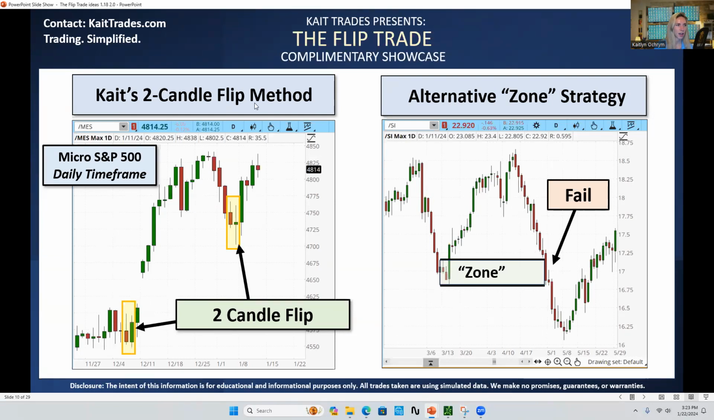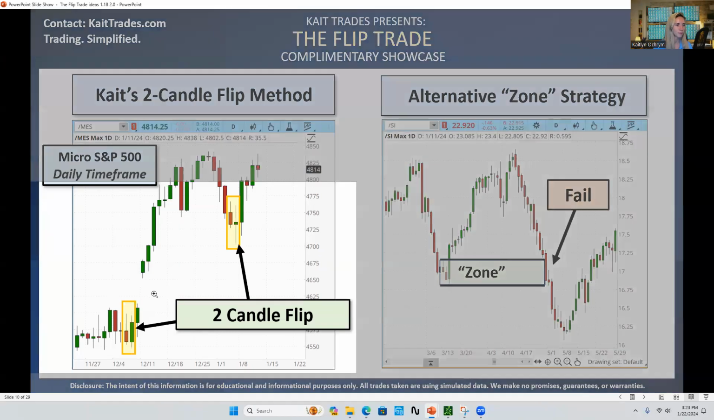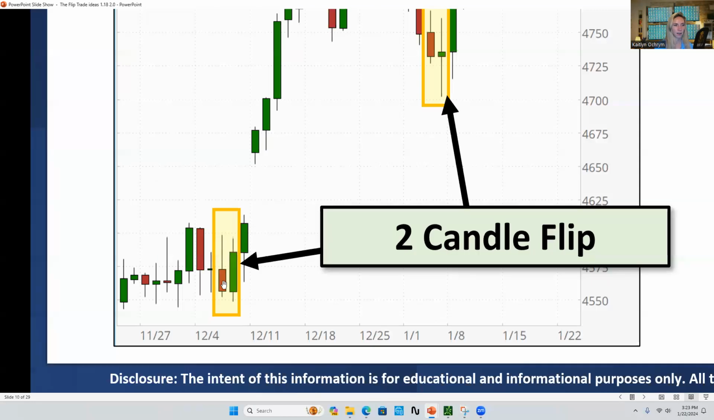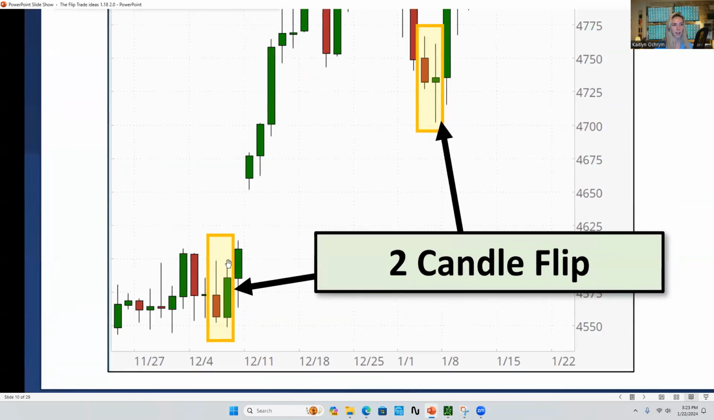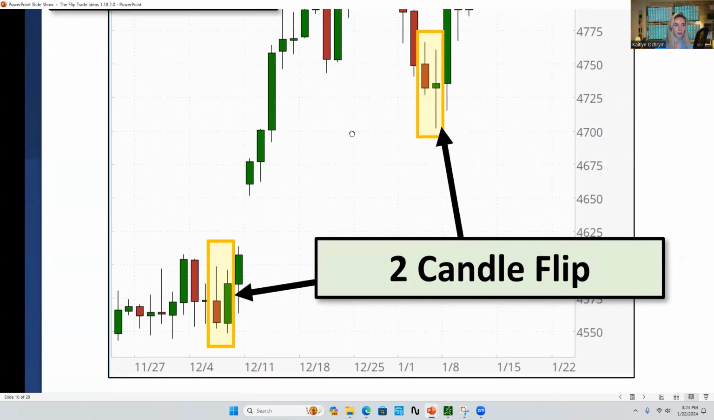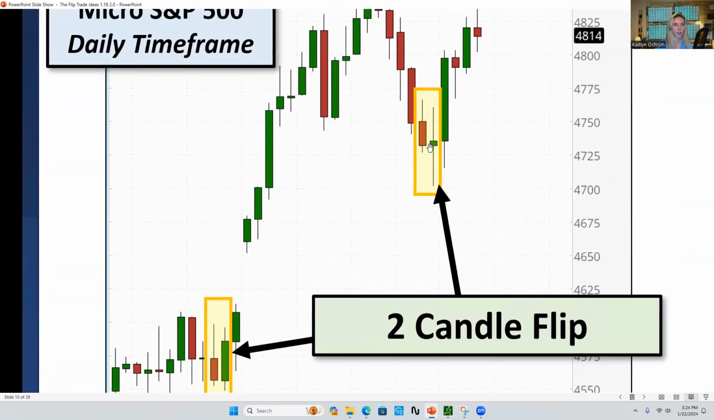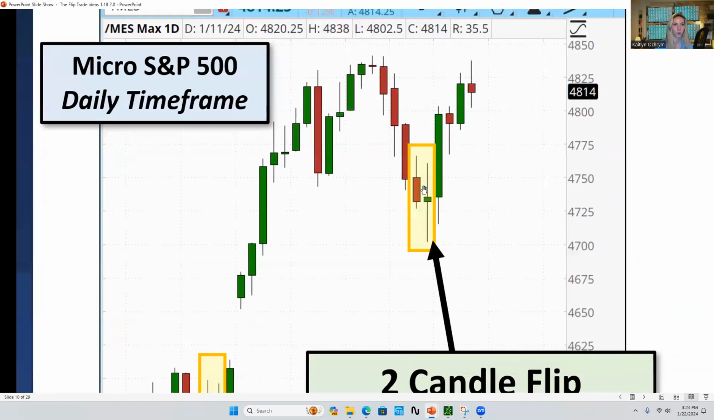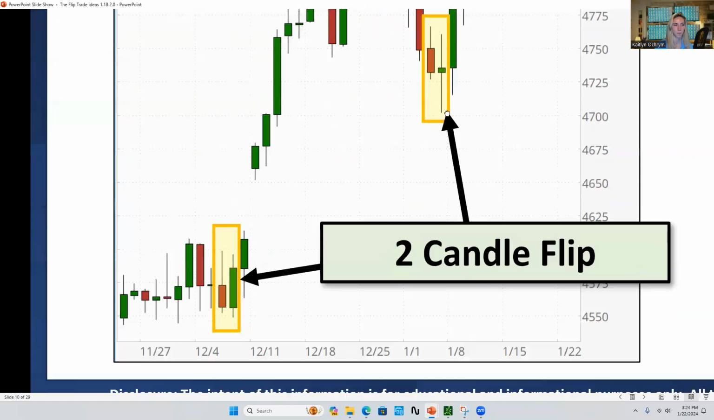So here we're looking at a 2 candle flip, micro S&P on a daily chart. Again, this does apply to all time frames. Here we have a red candle coming down. Green candle closes within the range, the high and low of the red candle. And then what happened after was a long running move to the upside. Here's one here, red candle, green candle. Green candle closes within the range of the red candle. Long running move to the upside.